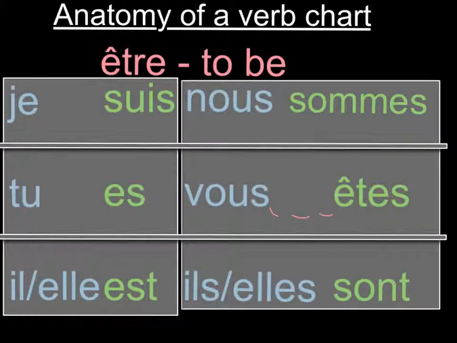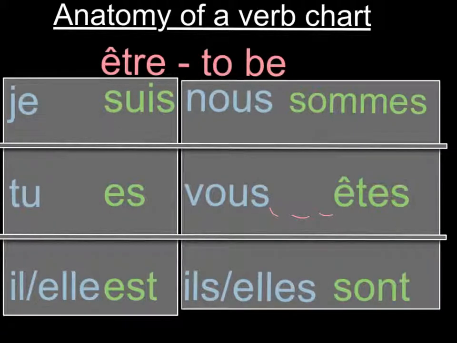Now, if we look across, we can break down this verb chart even further. Je and nous are both in the first person. First person means that you're talking about yourself. Je, I, nous, you're also talking about yourself because in we, you're included in that. We are going to the store, me and my friends, okay? You're included in that. So this is all first person.